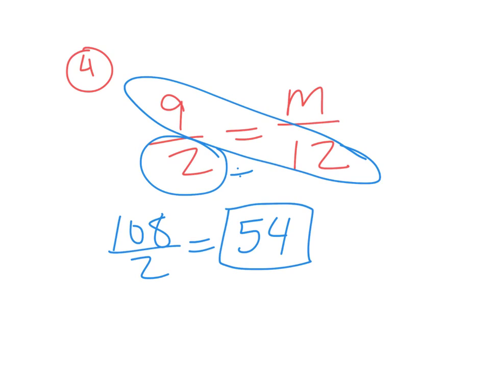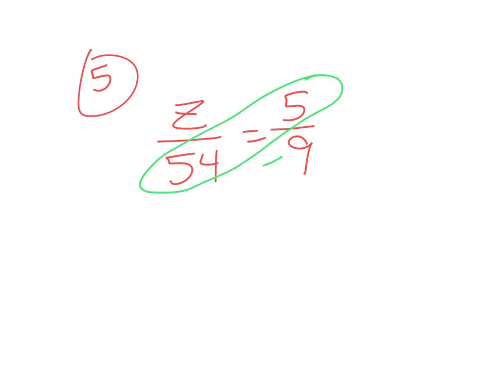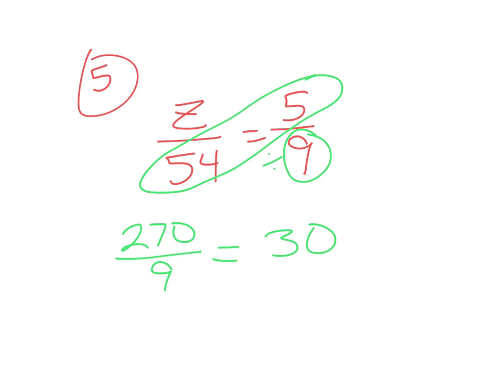All right, one more. We have z over 54 equals 5 over 9. So multiplying 5 and 54, which is 270. And divide that by 9, and you get? 30. Very good.